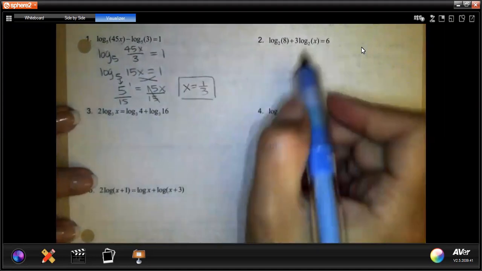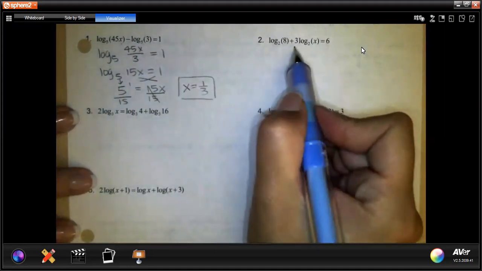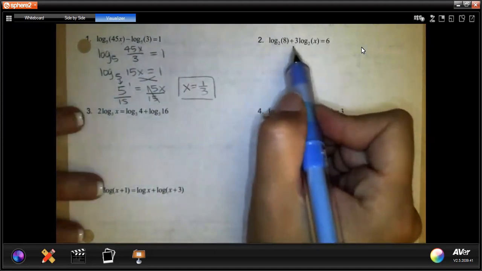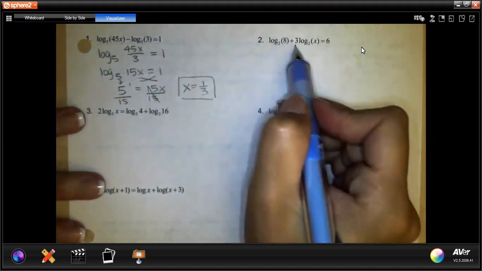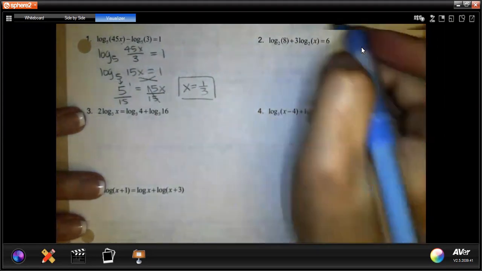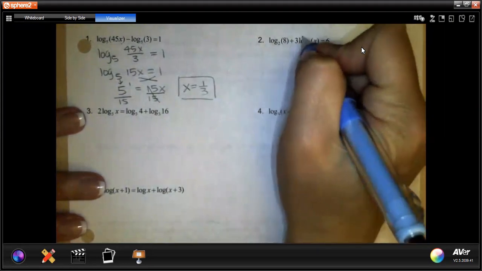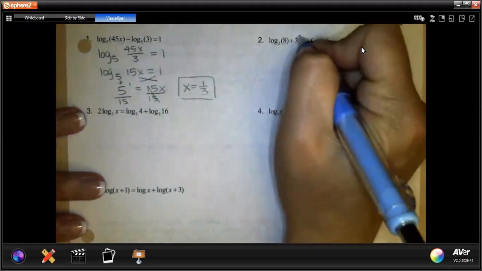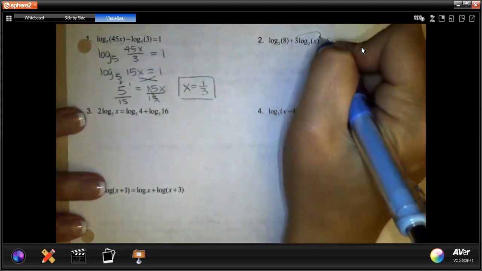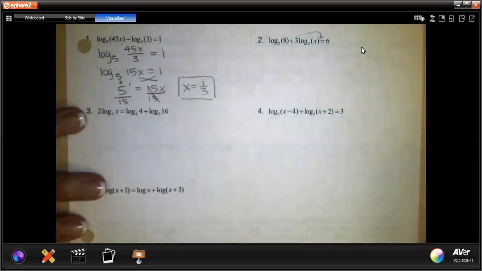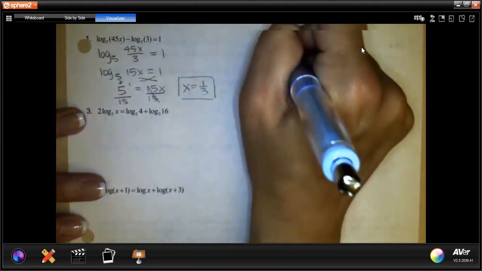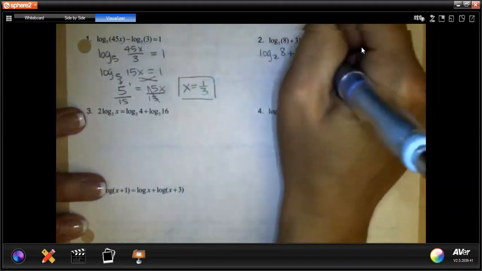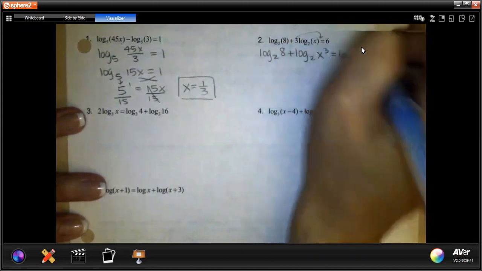All right, for our second one here, before I can get started with solving, I have to use the properties. And again, they have to be the same log, and this log has a 3 in the front. So I need to use my properties to get rid of that 3. When we have a 3 being multiplied times a log, we know that's the power property, which tells us it becomes the exponent of the argument. So that's the first property I'm going to apply. I get log base 2 of 8 plus log base 2 of x cubed is equal to 6.